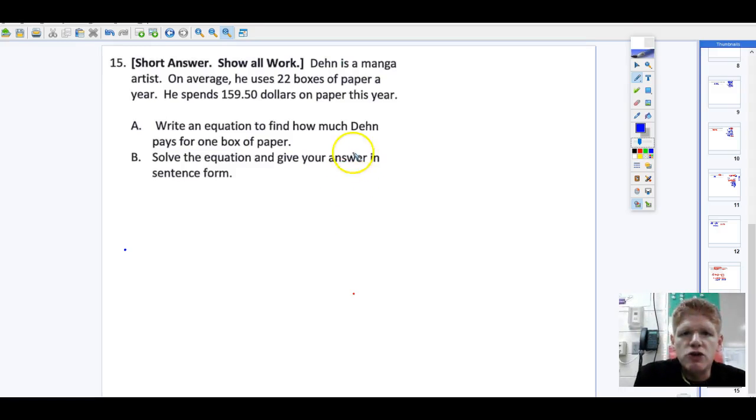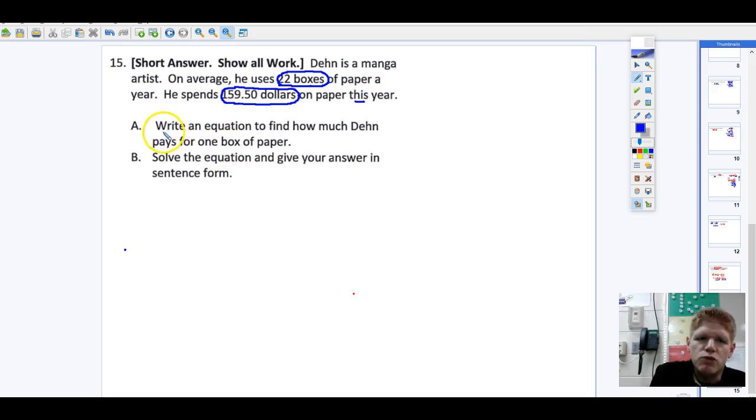All right, here we have number 15, a short answer question. Let's read it out loud. Dane is a manga artist. On average, he uses 22 boxes of paper per year, and he spends $159.50 on paper this year. So this year he spends that much.